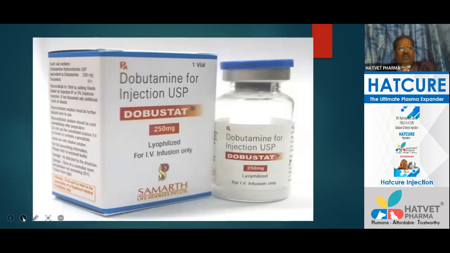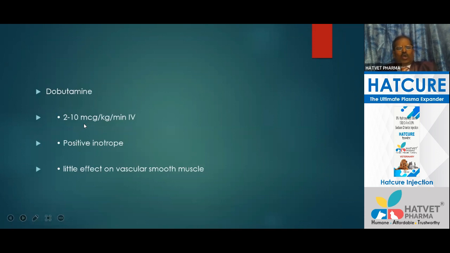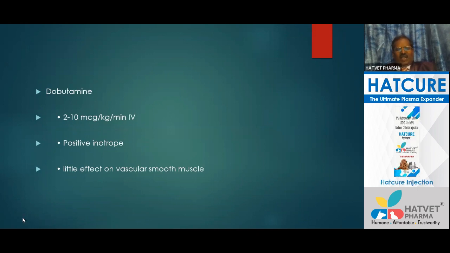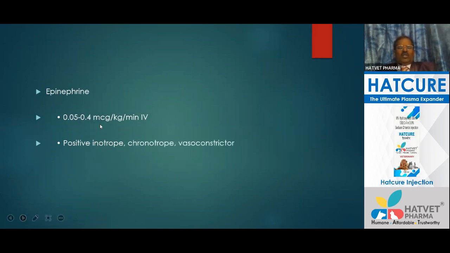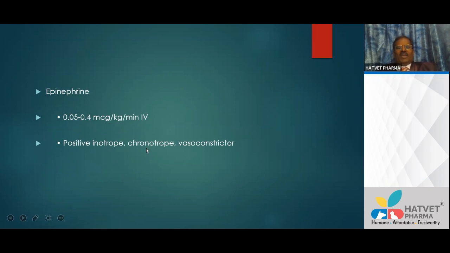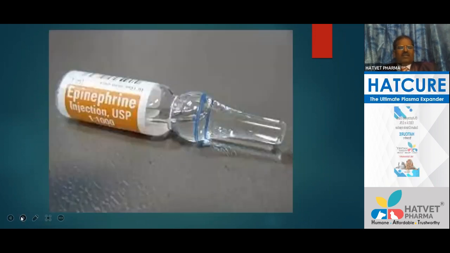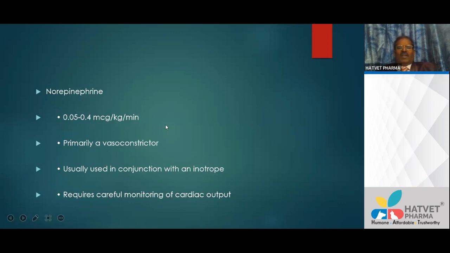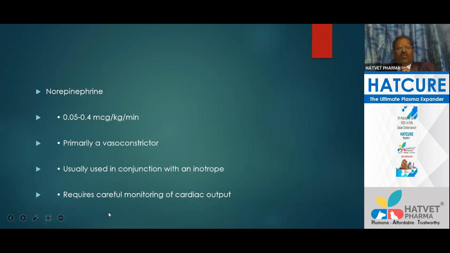Dopamine, the next drug we are discussing. If the dose is 2 to 10 microgram per kg per minute, positive inotrope, little effect on vascular smooth muscle. And if there is hypotension, these are the drugs: epinephrine, 0.05 to 0.4 microgram per kg per minute IV, positive inotrope, chronotrope, vasoconstrictor. This is epinephrine, commercially available. Norepinephrine, dose is 0.05 to 0.4 microgram per kg per minute, primarily a vasoconstrictor, usually used in conjunction with an inotrope, requires careful monitoring of cardiac output.